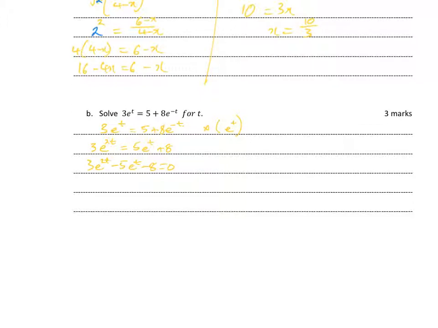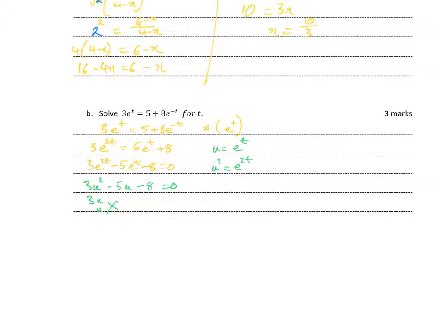So this is where you may not realise, but if u is equal to e to the t, u squared is just e to the 2t. So that's actually a quadratic kind of expression. We should be familiar with that now. So let's just write 3u squared minus 5u minus 8 equal to 0. Let's hope for a little bit of cross magic here.